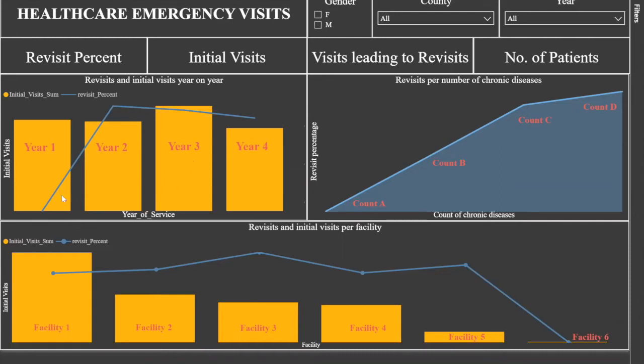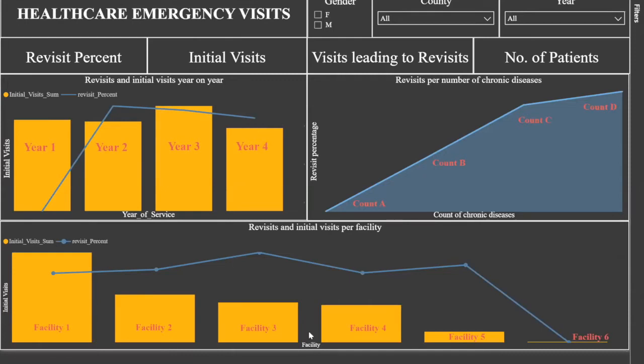On the top left here, we have the volume of visits, and the revisit percentage from year 1 to year 2 has increased by approximately 1%. But from year 2 to 3, we notice that the revisit percentage is approximately the same. From year 3 to 4, we can notice that it's dropped, but that's because we had the information only until August, so we can't be definitive about the results.